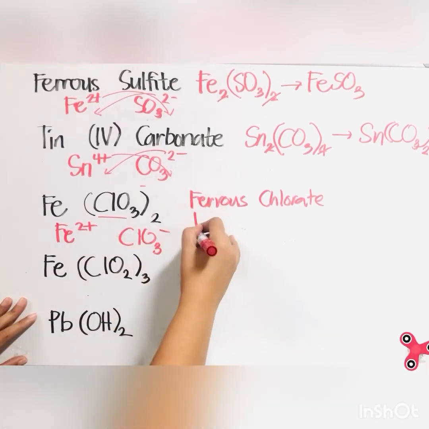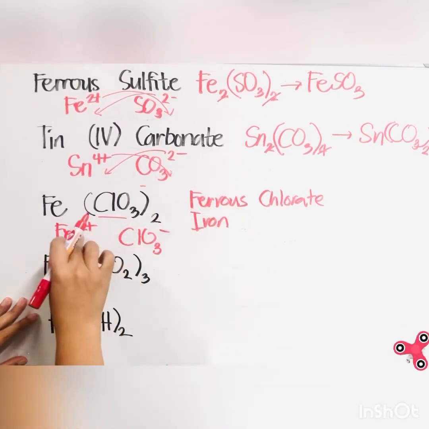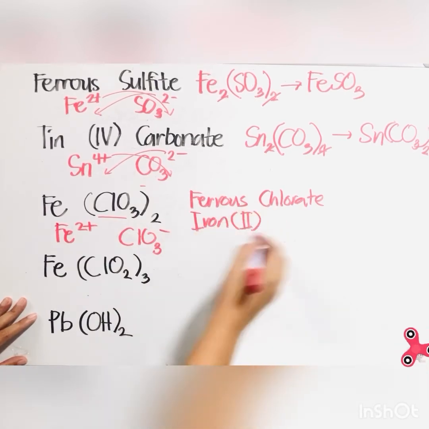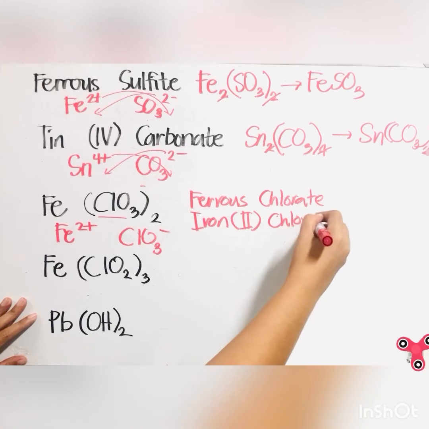So that is immediately writing the common name. Iron 2, the charge is 2 plus. So that is Roman numeral 2. And then you have chlorate.